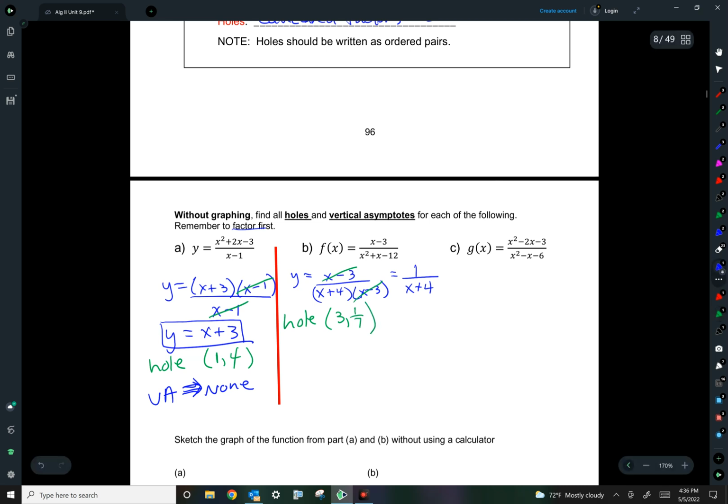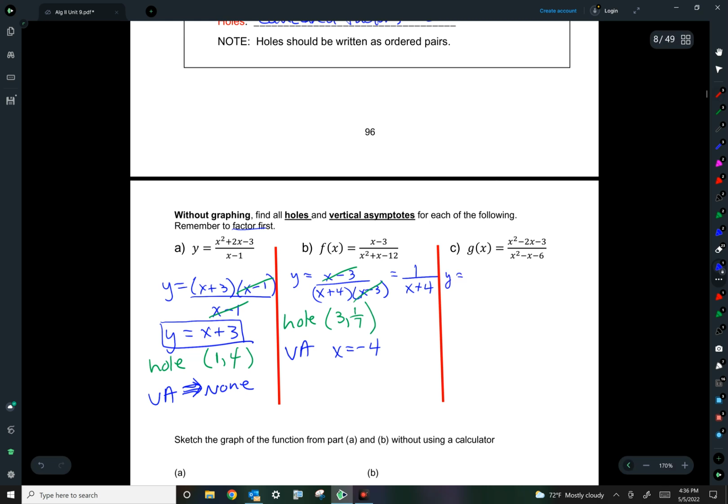And then remember, vertical asymptotes come from when the denominator is 0. So what would make that x plus 4 equal 0? Wouldn't x have to equal negative 4? Okay. So for holes and vertical asymptotes, you just factor and then look at the denominator. All right, let's try the last one here. If I put this in factored form, g of x is the same as y. I don't know why I'm writing y.